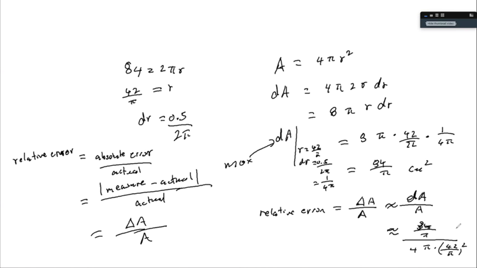It was divided by 4 pi r squared? Yeah, because the actual surface area for the sphere is this right here. Oh, I see. Right? Mm-hmm. We have a formula already. Does it make sense? Yes.